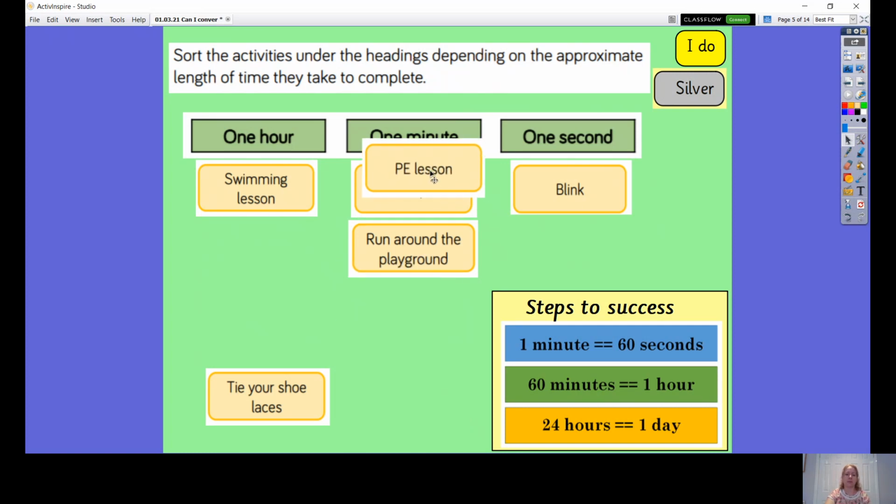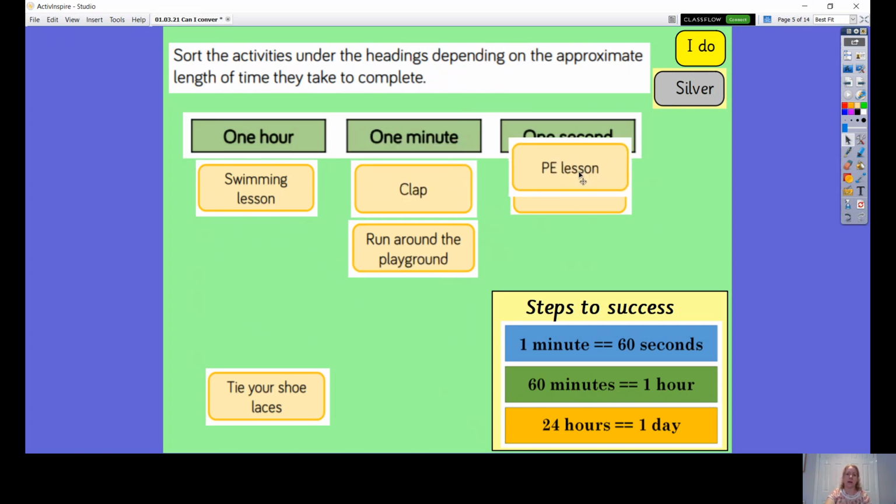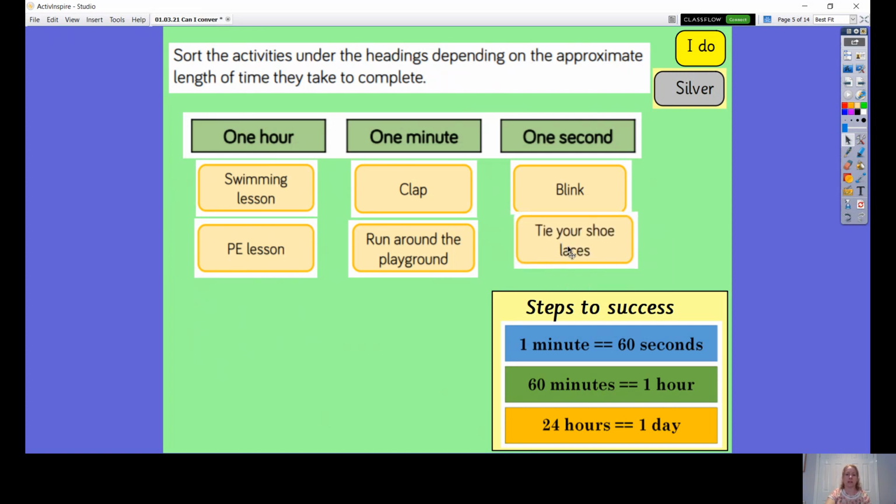PE lesson the same. We don't have a 1 minute PE lesson. Definitely don't have a 1 second PE lesson. So we have about an hour PE lesson. Out of those 3 options, that one's the most sensible one. Tying your shoelaces. Don't think anyone can tie their shoelaces in a second. I don't know that it's going to take anyone an hour though, so I'm going to put that in the minute one.